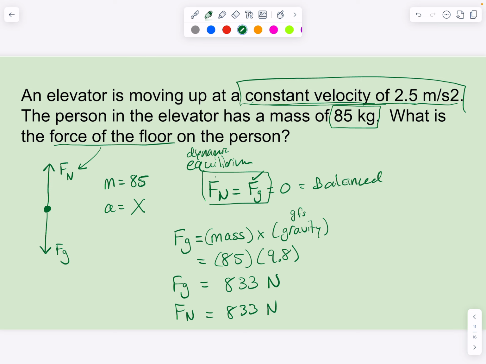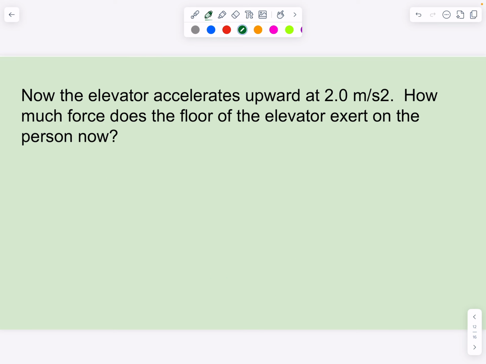So let's keep this number. We're going to use this number in the next problem. The force of gravity on the person is still 833 newtons. But now it says the elevator accelerates upward at 2 meters per second squared. How much force does the floor of the elevator exert on the person now?